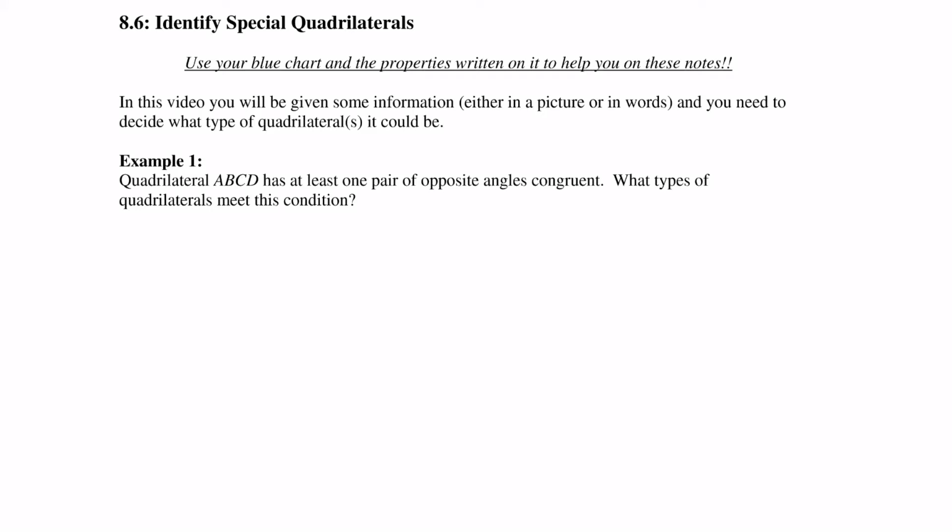In this video, we're going to talk about identifying special quadrilaterals, and one thing you want to get out is your blue chart because we're going to be using that quite often. So first off, we are going to figure out which shapes or which quadrilaterals have at least one pair of opposite angles that are congruent. So to set that up, I'm going to set up a family tree like we have on our blue chart.